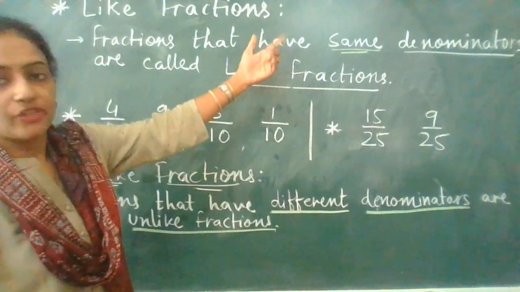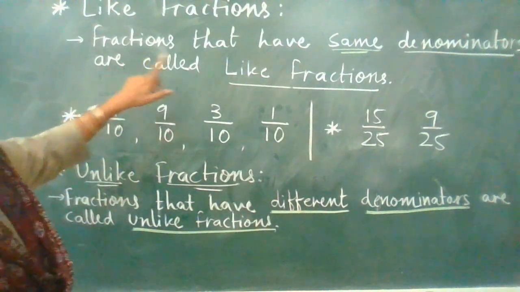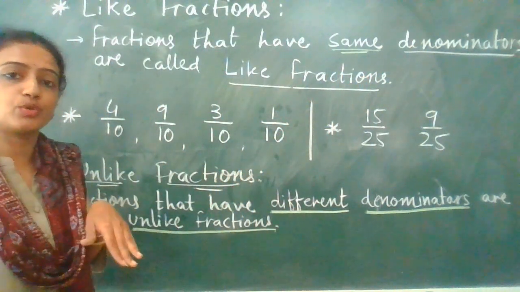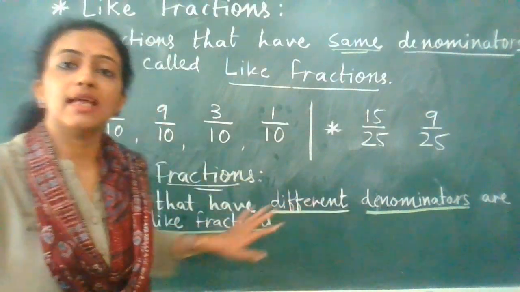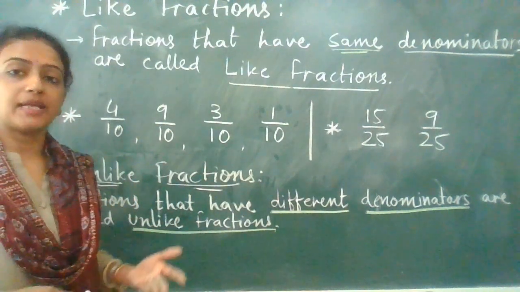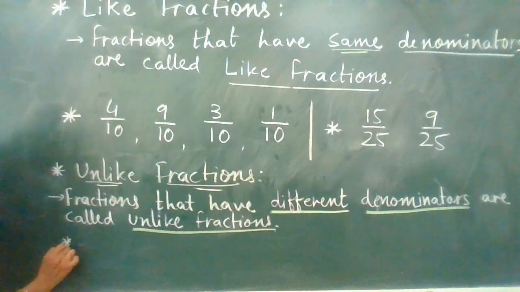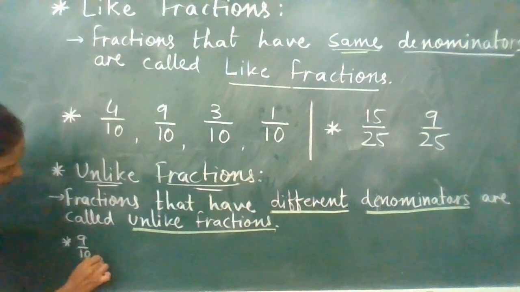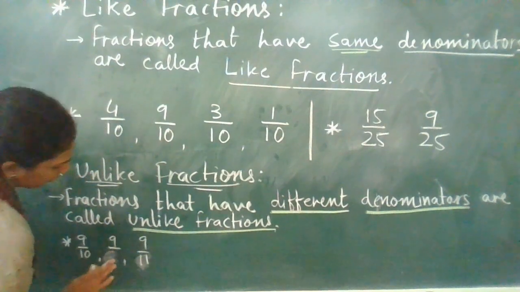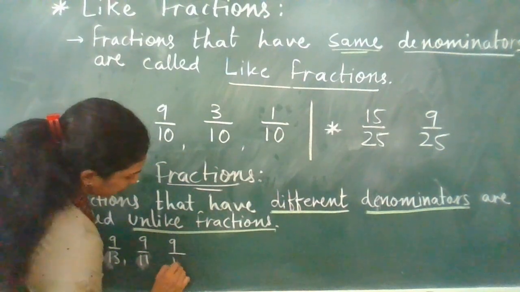Now you can easily see the definition that they are opposite definitions, right? Like fraction says that it should have same denominators, then it is like fraction. Unlike fraction says opposite to it, should have different denominators, then it is called unlike fractions, right? As I have said, they are opposite. So obviously they are presenting opposite kind of fractions also. For example, suppose I say 9 upon 10, 9 upon 8, 9 upon 5, 9 upon 11, or you can say 9 upon 13, 9 upon 15.